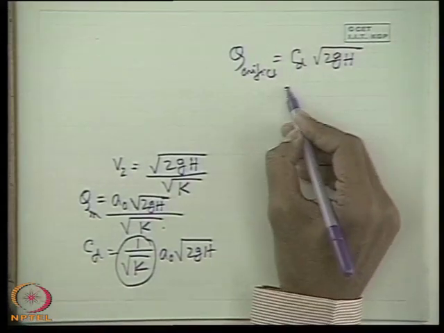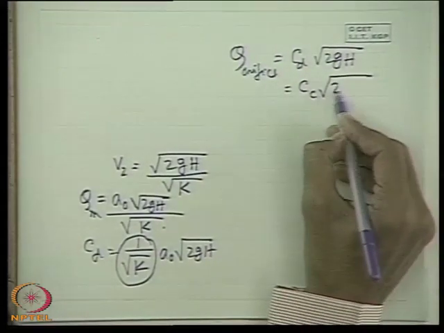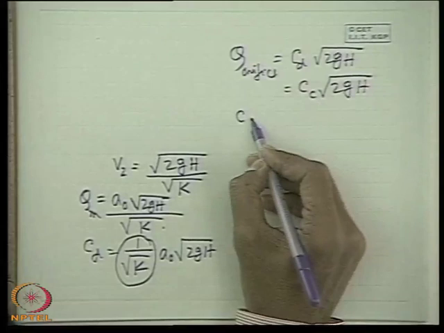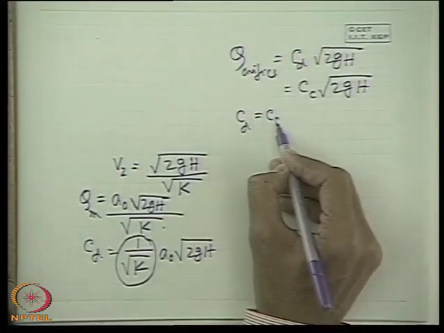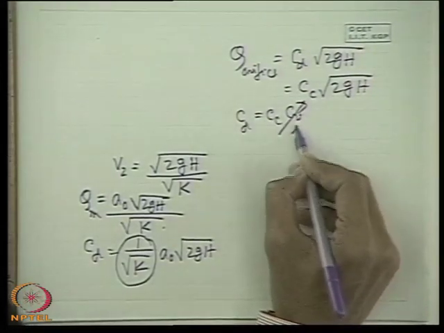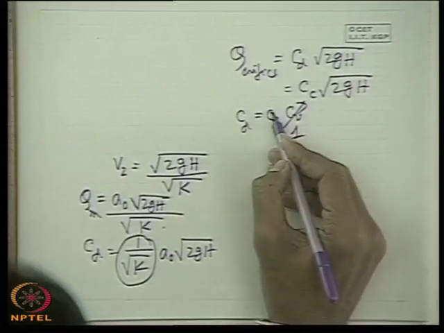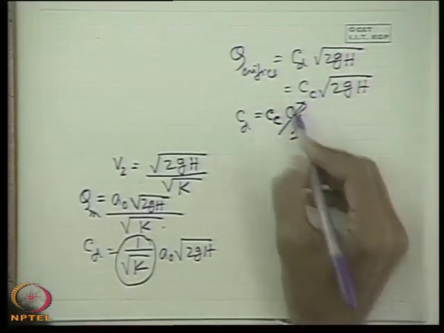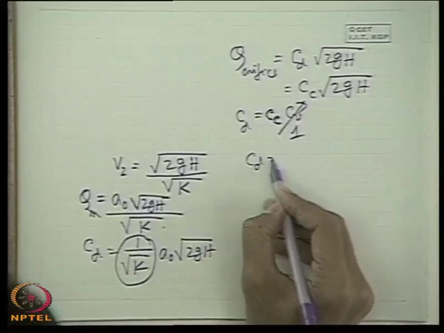Now CD we can write as CC only. Why? Because here also I want to neglect the friction. That means CD is equal to CC into CV. We make CV equal to 1. Fluid friction we neglect, but contraction is there, so CD is equal to CC. So therefore here CD is equal to CC.